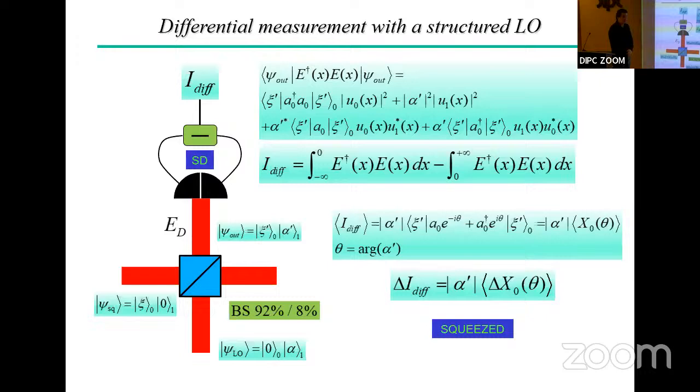And this allowed them to see, for example, sub-shot noise squeezing, because here you see a quadrature of the Gaussian mode, and this is the squeezed state. I'm assuming here that you have a squeezed state that is produced physically by the OPO. Okay? So this is how the experiment was.